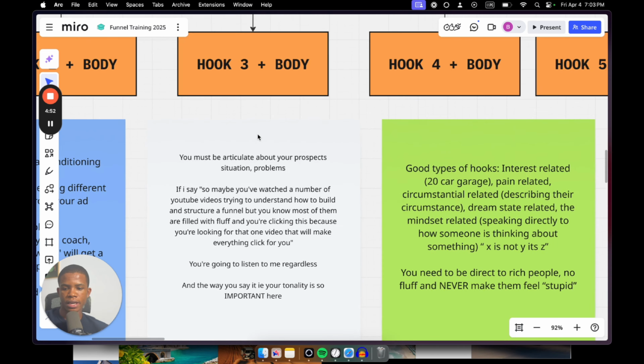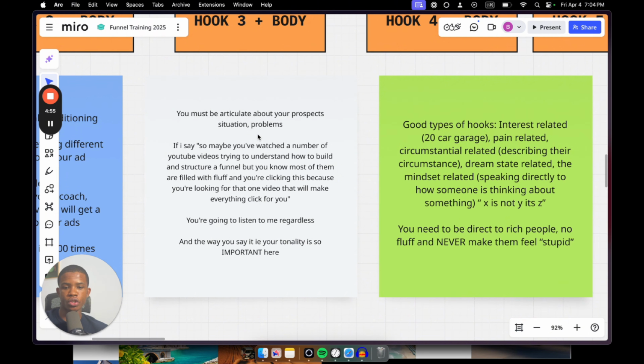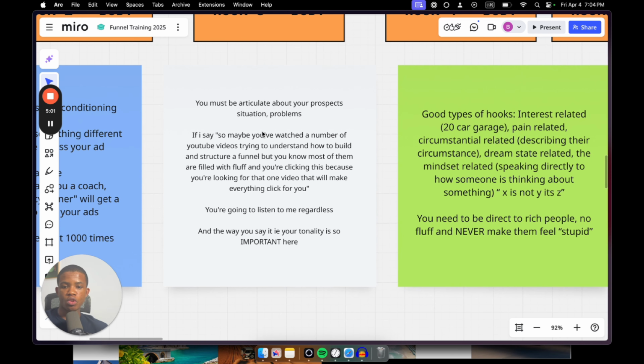Now, the next thing is you must be very articulate about your prospect's situations and problems. Anyways, you must be very articulate about your prospect's situations and problems.